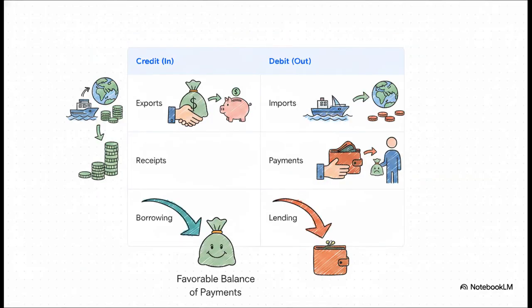Just like that checkbook we talked about earlier, credits mean money is flowing into the country. That's the good stuff. Debits, well, that represents money flowing out. So exports and foreign loans bring in foreign currency, landing firmly on the credit side. Conversely, imports and lending money abroad, that spends your foreign currency, dropping it onto the debit side. Obviously, having more money flowing in overall gives you a favorable balance of payments.